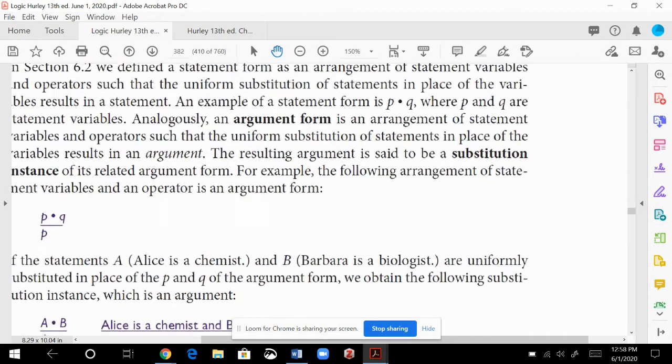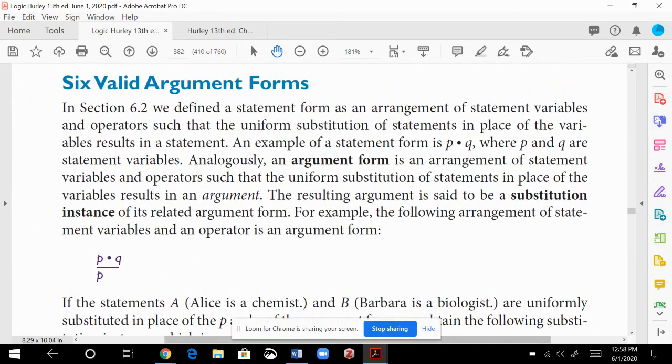We'll just do a brief read along with Hurley here. In section 6.2, we defined a statement form as an arrangement of statement variables and operators such that a uniform substitution of statements in place of variables results in a statement. Okay, we got that. An example of a statement form is P and Q, where P and Q are statement variables. Analogously, an argument form is an arrangement of statement variables and operators such that the uniform substitution of statements.